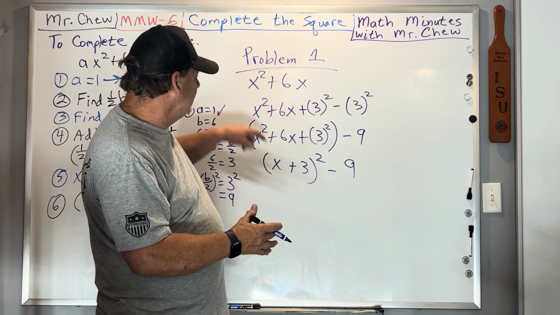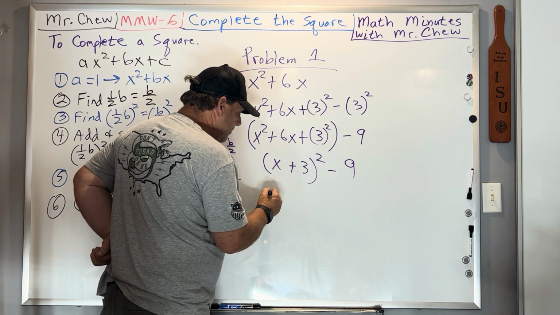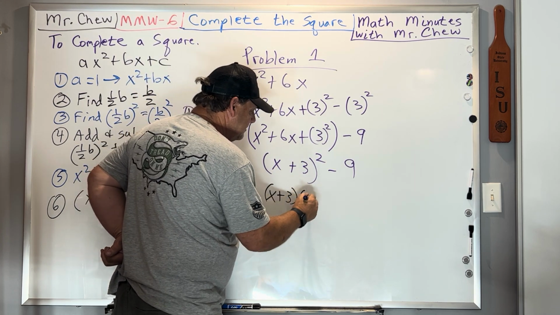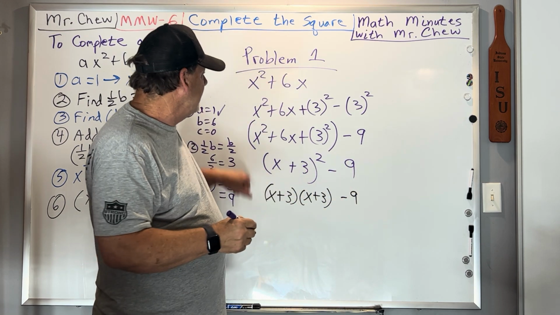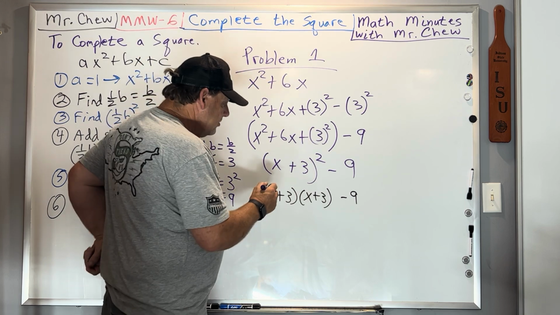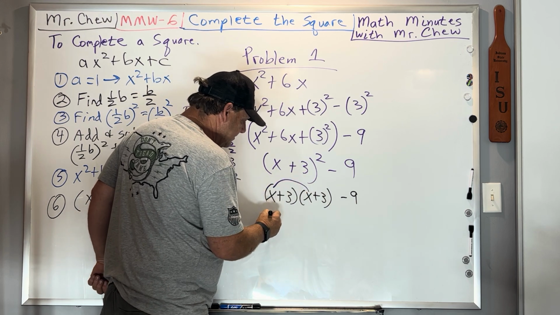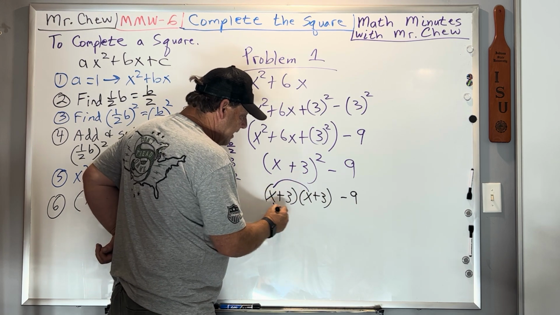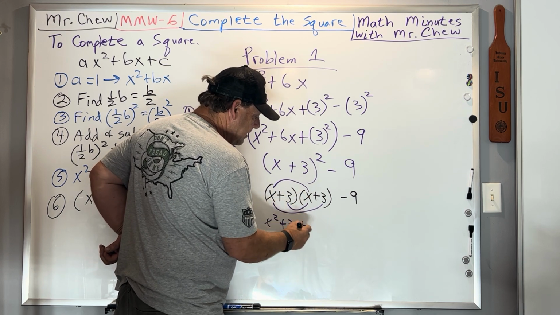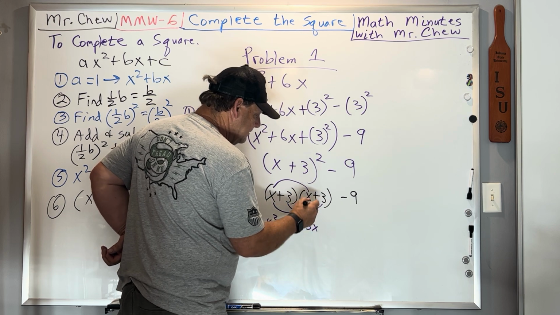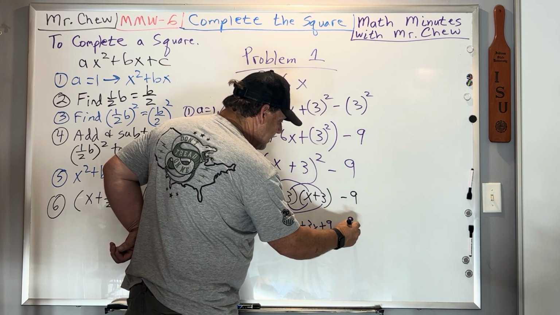Now you say, yeah, but is this really equal to this? Well, x plus 3 squared means x plus 3 times x plus 3. And then we're going to subtract 9 on the end. And we're saying we're going to get x squared plus 6x on there. You use FOIL now. So when I use FOIL, first, x times x is x squared. Outer, x times 3 is 3x. Inner, 3 times x is 3x. And then the last, 3 times 3 is 9, minus 9.